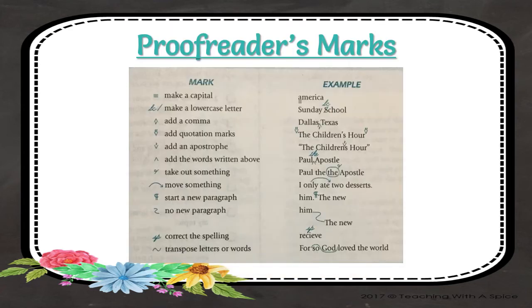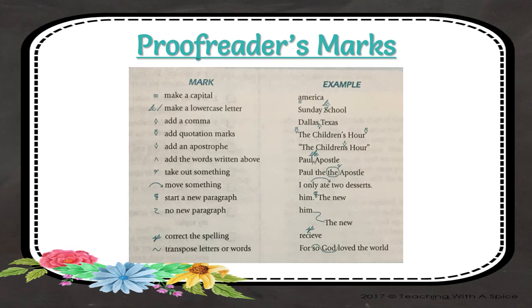When you are doing your checking of your work, here are some proofreader's marks. These are what you can use as you go through, for example, your first draft. When you find a mistake, this is what you can do to your paper so that you're not rewriting it on that paper. You're just making these quick corrections so that when you go to rewrite it, you'll see what you need to fix.